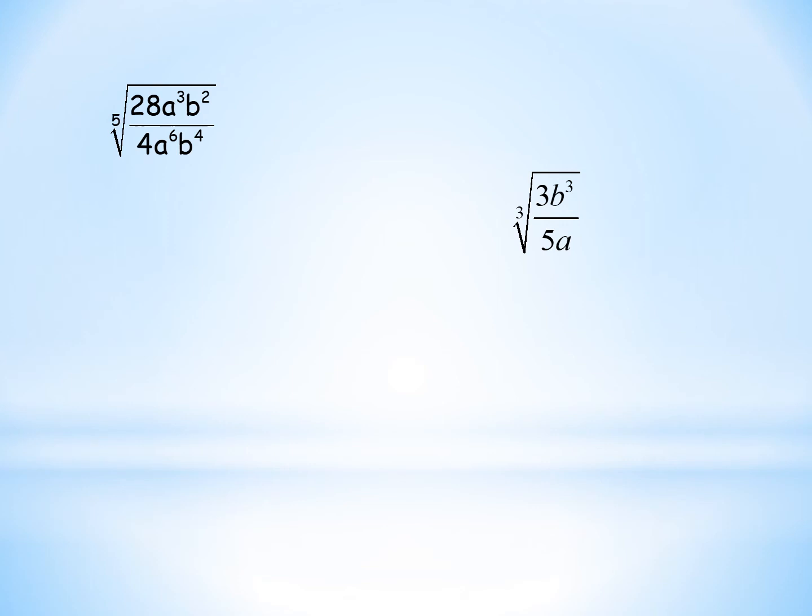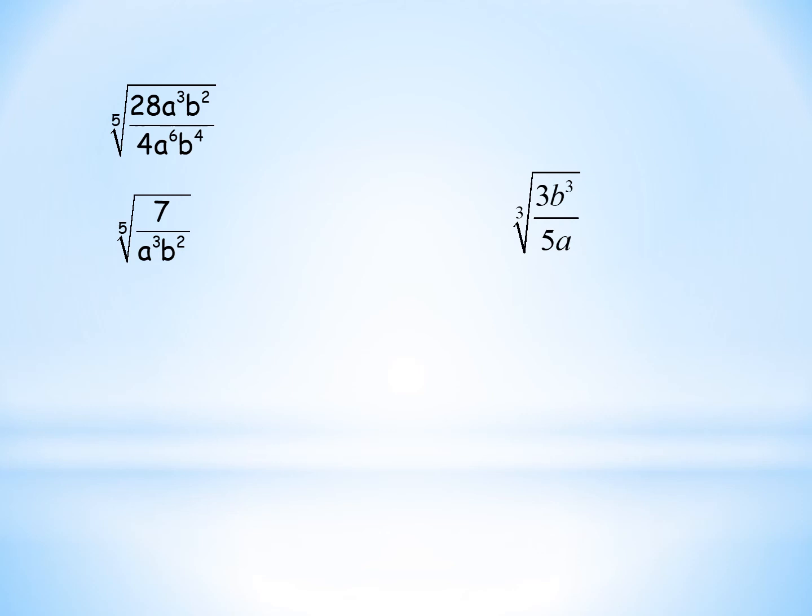So I have 28a cubed b squared over 4a to the 6th b to the 4th. The first thing I would do, as always, is look inside that radical and go ahead and simplify what's in there. So 28 over 4 can be 7. A to the third over a to the 6th can be a to the third in the denominator, and b squared in the denominator. So once I've done that, now I can start to think about rationalizing.